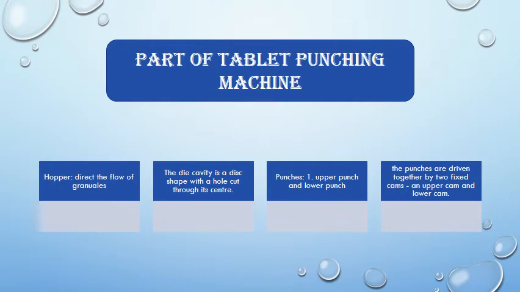So they work in a synchronized manner, and this synchronization is provided by the cam handle. This cam handle is attached to both the upper and the lower punches, and this synchronized movement is controlled by the cam handle. So both the punches work together. They punch the granules, and after compression the tablet is ejected out with the movement of the lower punch. So these are the different parts of the tablet punching machine and their roles.